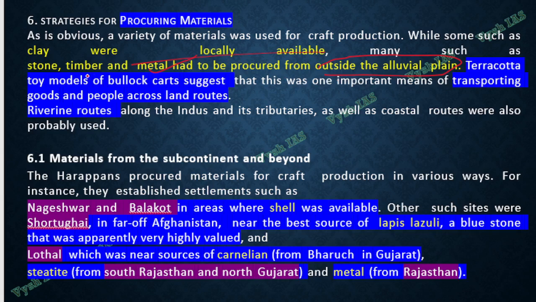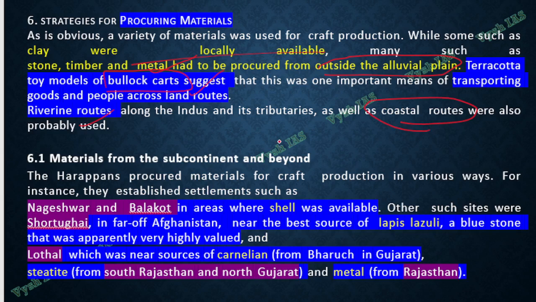So terracotta toy models of bullock carts are there. The bullock cart itself, obviously, you will use for transport from one place to another. So with that you can understand that we were using the land route. And through the river route also, a boat kind of structure is found. So the coastal route is also there. Both the road route and the coastal route were used by Harappans for procuring materials.